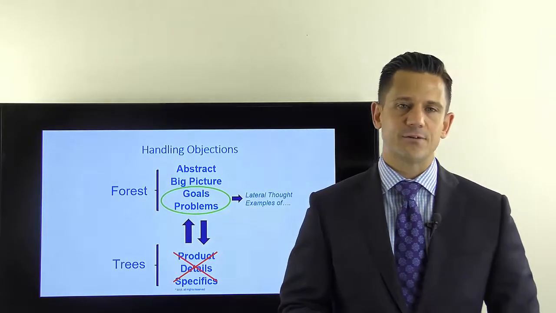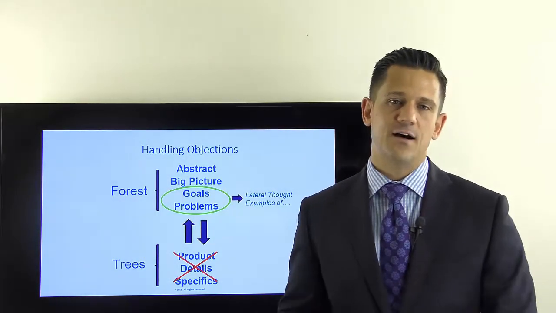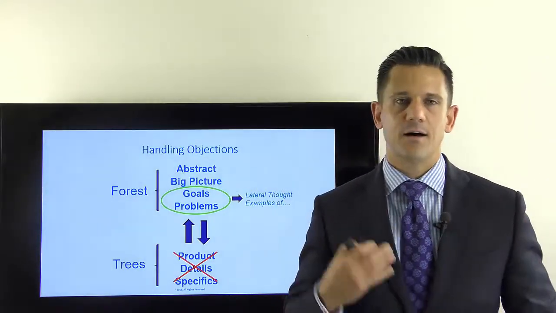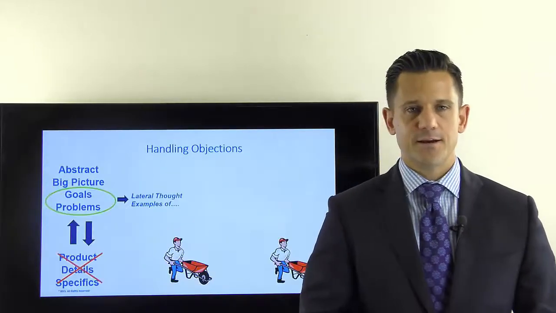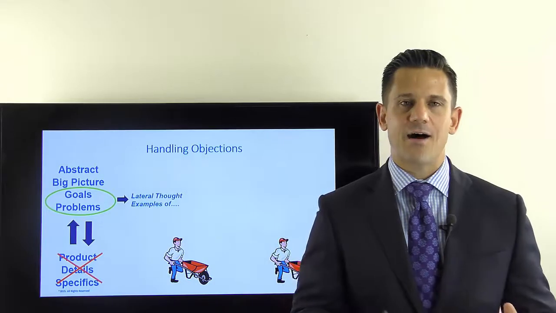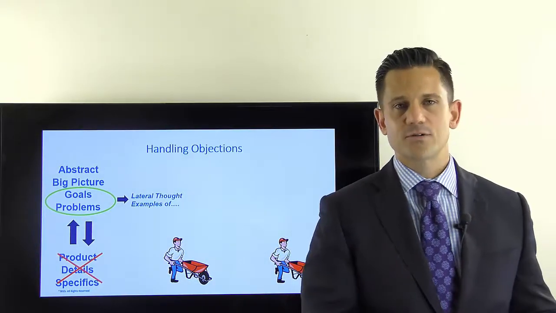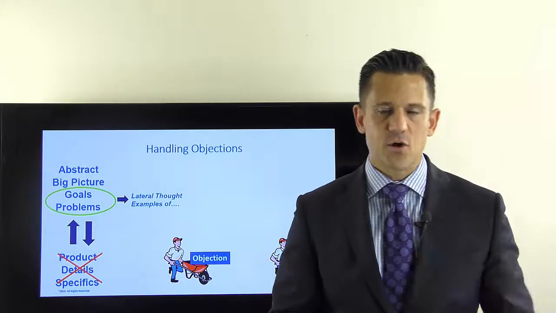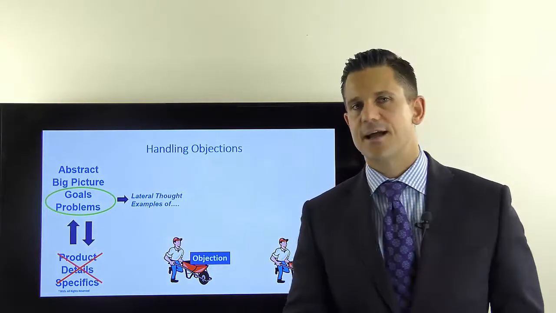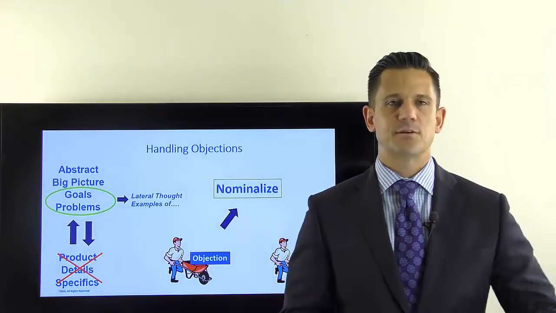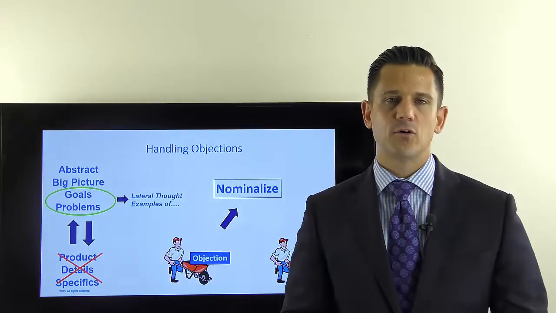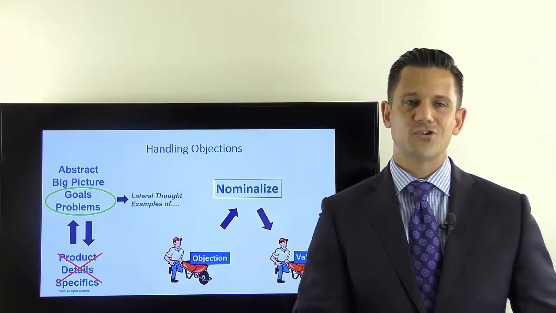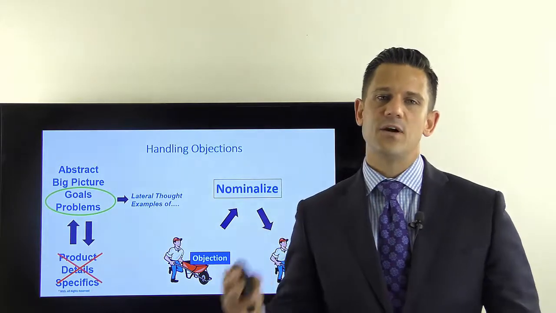Now, we also want to go laterally, and there are ideas of lateral thought and examples of going laterally. And so we're going to explain this whole communication model a little deeper in the next couple videos. But here is how I show the Wheelbarrow Method and how it coincides with my communication strategy. So you have the communication strategy on the left-hand side. What happens is when you have an objection, it's down at the product and it's down at the details. You have to chunk them back up to the problems and goals. When you chunk them back up to the problems and goals, you nominalize the objection that they have in their wheelbarrow, and you chunk them back down to your value and fill their wheelbarrow with your value.